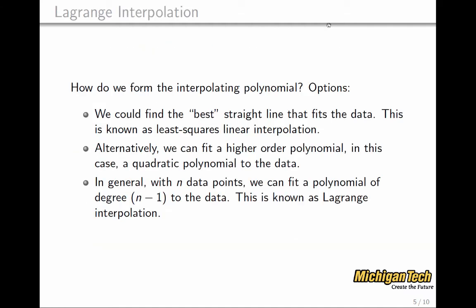Well, the first thing we could do is to find the best straight line that fits the data. This is known as least squares linear interpolation. Alternatively, we can fit a higher order polynomial. In this case, since there are three data points, we can fit a quadratic polynomial to the data. In general, if you had n data points, we can fit a polynomial of degree n minus 1 to the data. This is often known as Lagrange Interpolation.